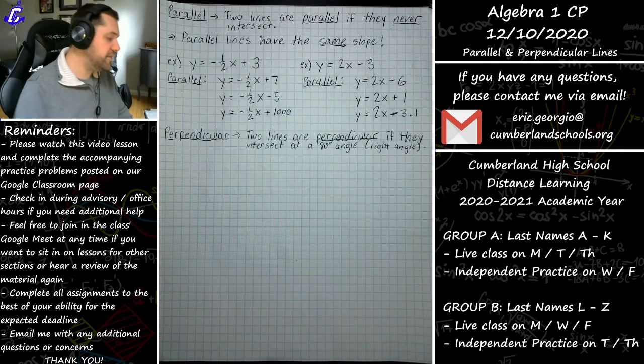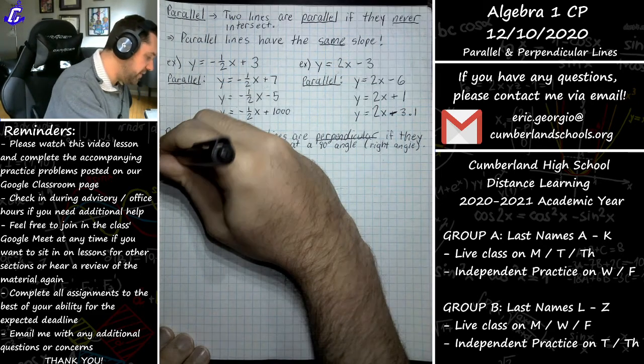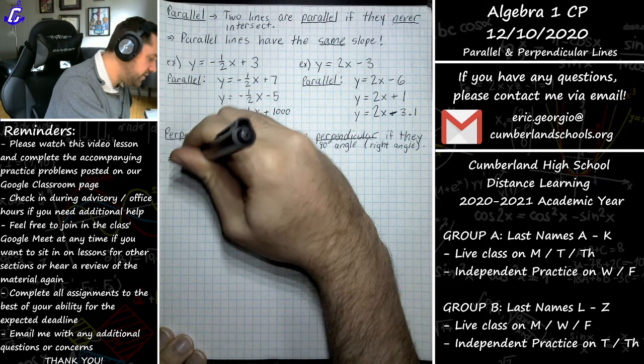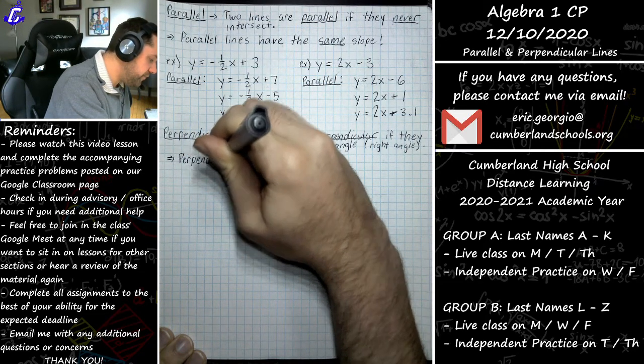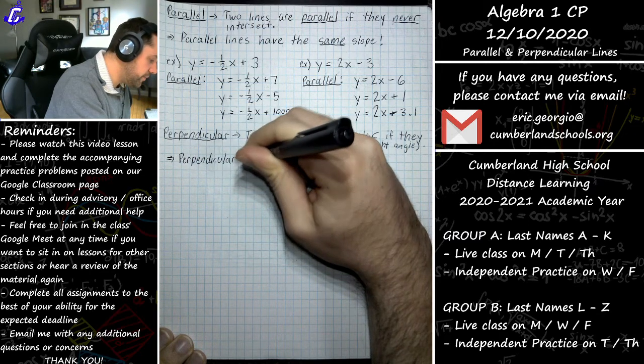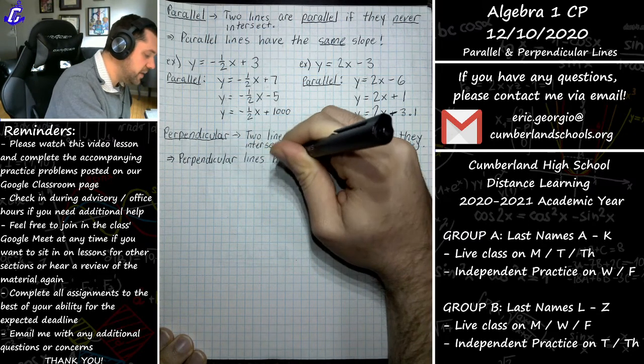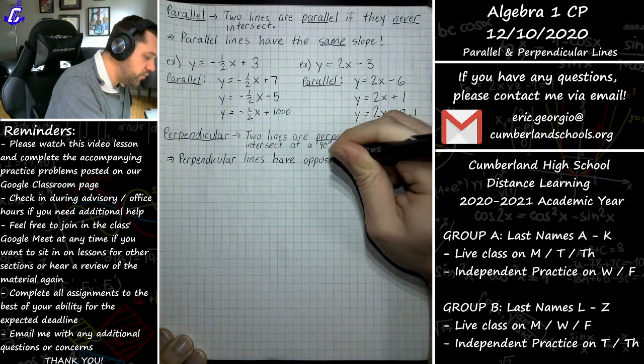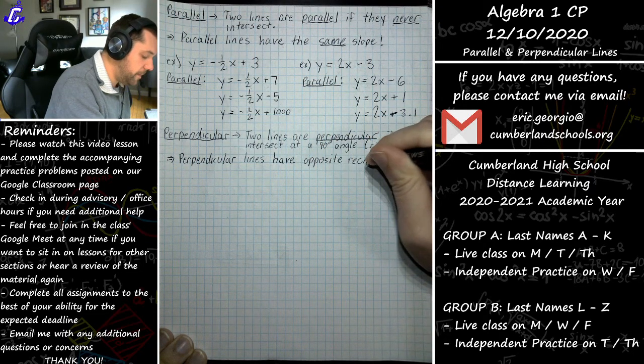For two lines to be perpendicular, this one's a little harder to figure out, so I'll tell you for the sake of time that perpendicular lines have opposite reciprocal slopes.